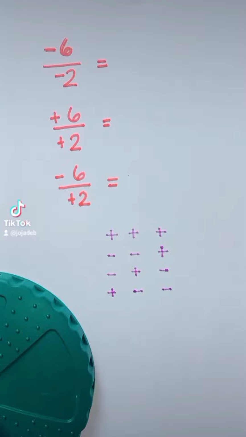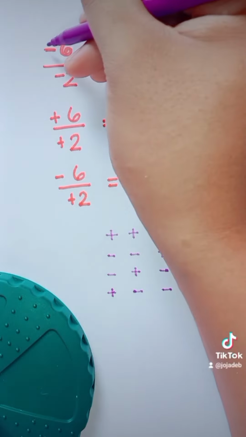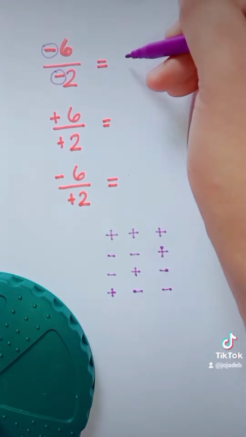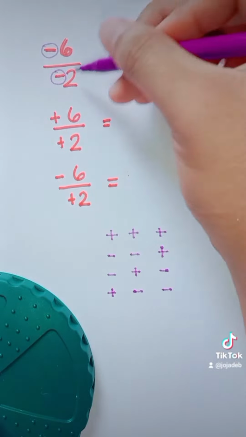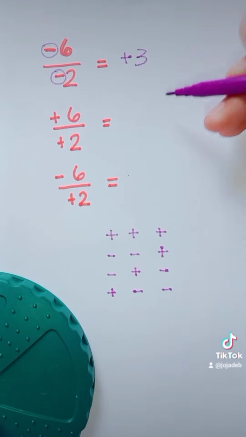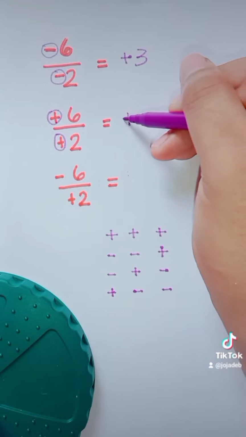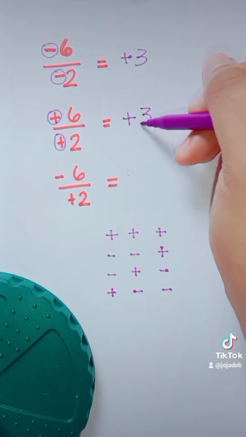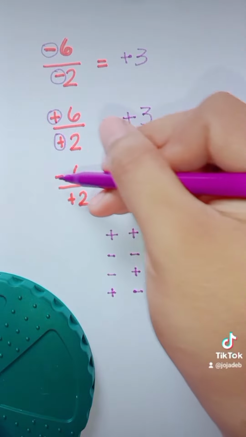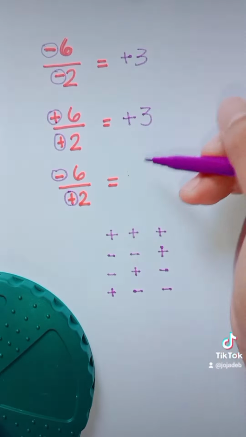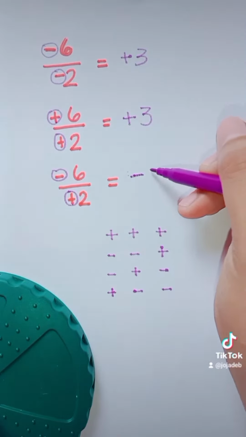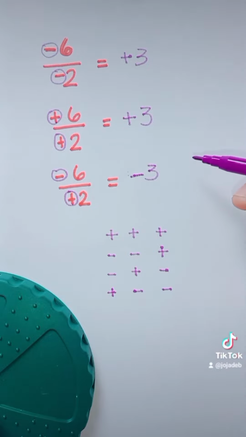For example, we have negative and negative sign. So the answer for this is positive, and 6 divided by 2 is equal to 3. Now we have positive and positive, so the answer is positive, and this is also equal to 3. This time we have unlike sign. So the answer for this will be equal to negative 3.